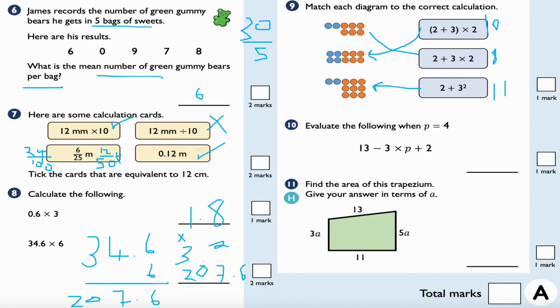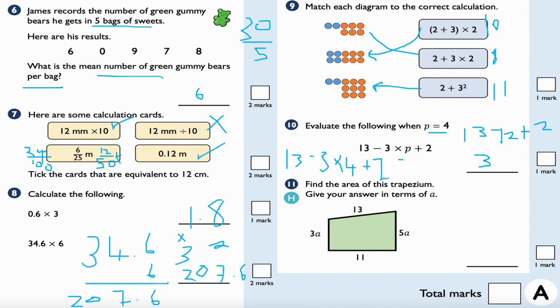Okay, this is question number 10, guys. Evaluate the following when p is equal to 4. So I'm going to have 13 take away 3 times 4 plus 2. So if we use BIDMAS, I'm going to do 3 times 4 first, which is 12. So 13 take away 12 is 1, and then add the 2, I get the answer to be equal to 3.